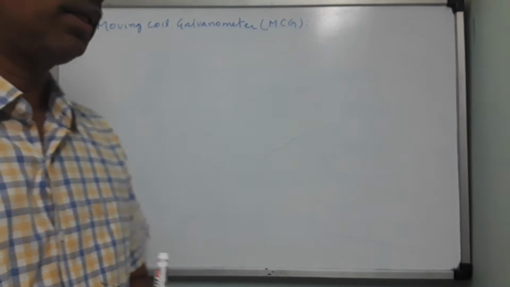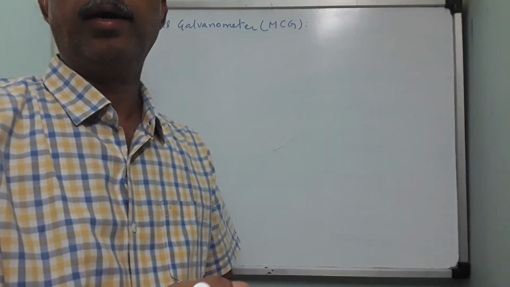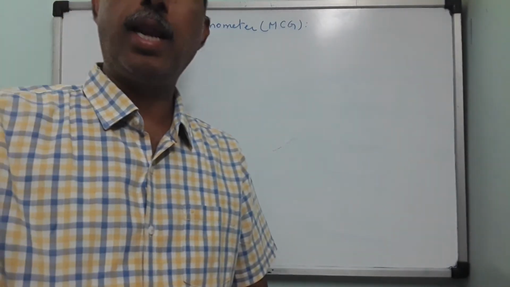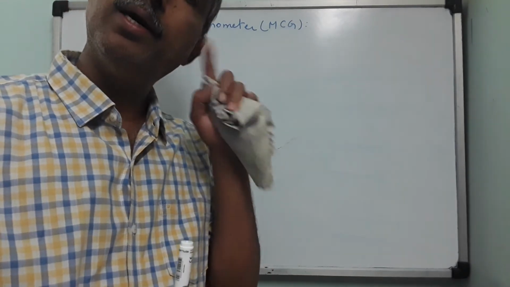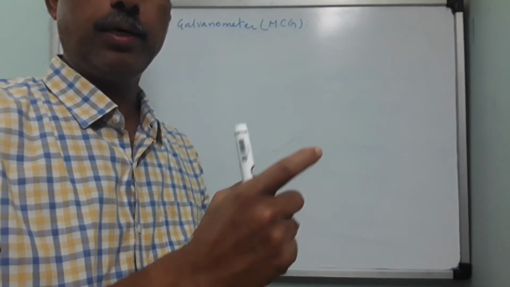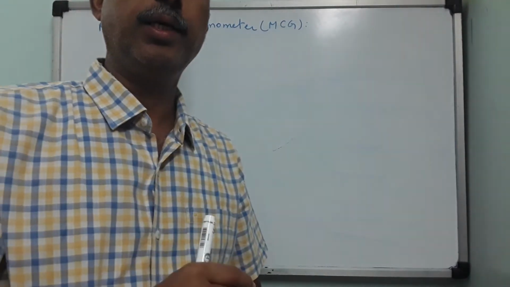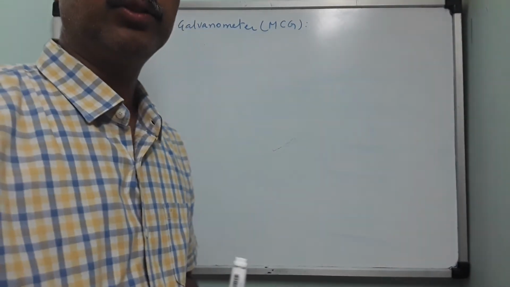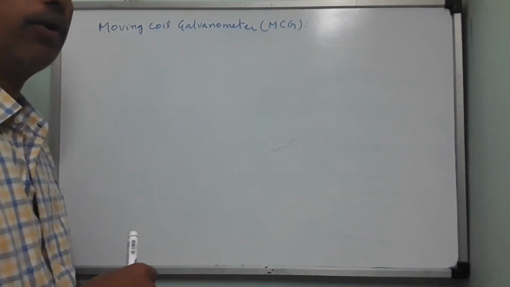Earlier the D'Arsonval type galvanometer used to have a coil suspended by a wire or a thread, with a lamp and scale arrangement. Because of the torsion produced in the suspension wire by the coil, it used to turn. Accordingly, the deflection was measured with the help of the lamp and scale arrangement. Now that is totally discarded.